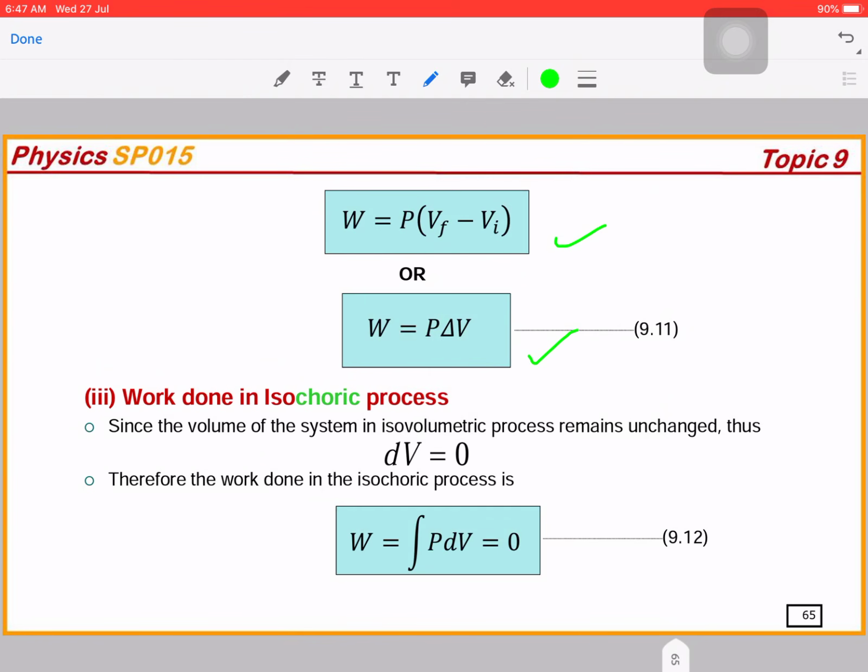Alright, so work done in an isochoric process. Okay, so for an isochoric process, there is no change in volume. So dV automatically equals 0. Okay, no change in volume. The volume does not change. So our W equals 0, because the integration of P dV is 0.